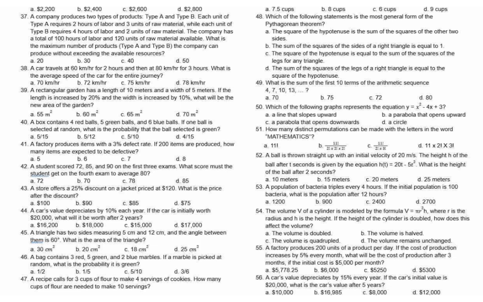Which of the following statements is the most general form of the Pythagorean theorem? The most general form of the Pythagorean theorem is letter A. The square of the hypotenuse is the sum of the squares of the other 2 sides.